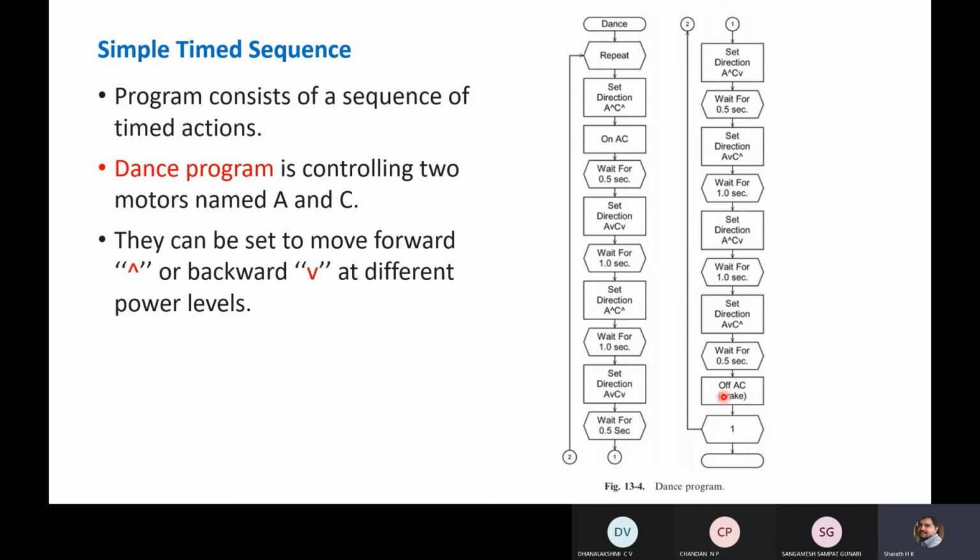Finally, you will switch off motor A and C. That means the robot will stop. And then after that, once again you can repeat the same program. So this is how you can program a robot using time sequence.